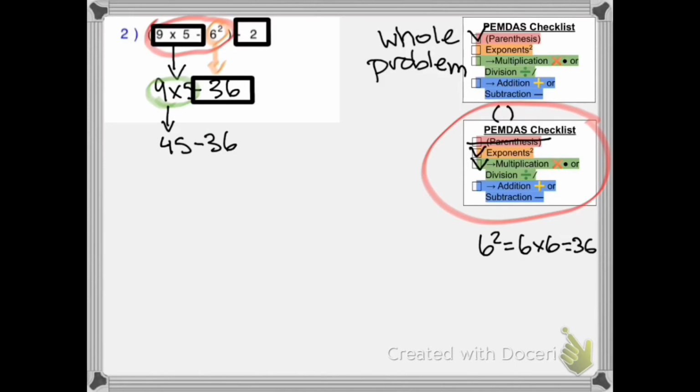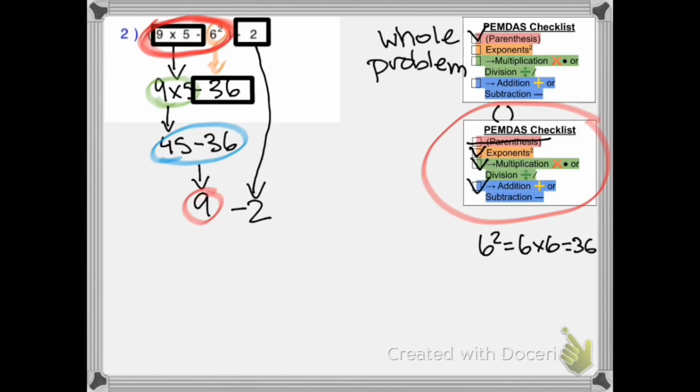Now I'm on addition or subtraction. And that's 45 minus 36, which is 9. And then remember, we've only been working inside the parentheses. So right now, this 9 came from the parentheses. Now we're finally ready to add back in that other part of the problem, the minus 2. So we are done with this checklist inside the parentheses.